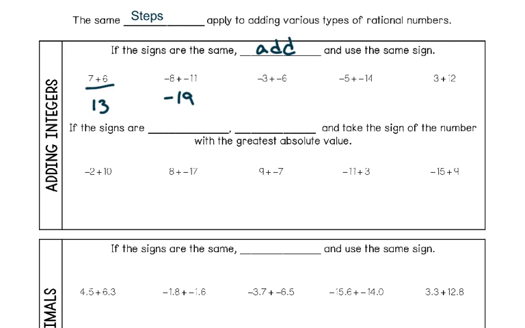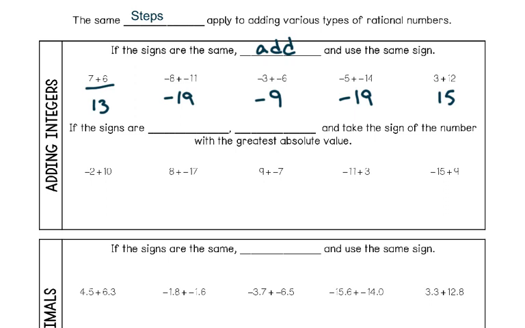So let's go ahead and look at negative 3 plus negative 6. They're the same sign, so we're going to add and use the same sign. So 3 plus 6 is 9, and they are negative. This is like owing $3 and owing $6 more. So then let's look at negative 5 plus negative 14. I'm 5 feet underwater, and I go down 14 more. Now I'm 19 feet underwater. And then the last one is an easy one. 12 plus 3, or 3 plus 12, either way you write it, is 15.